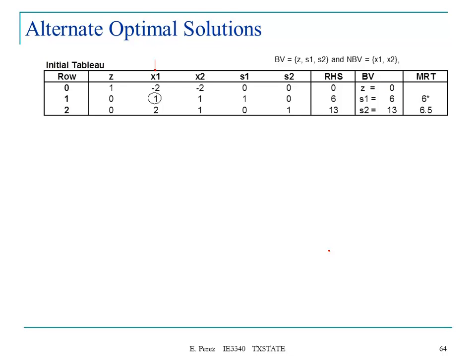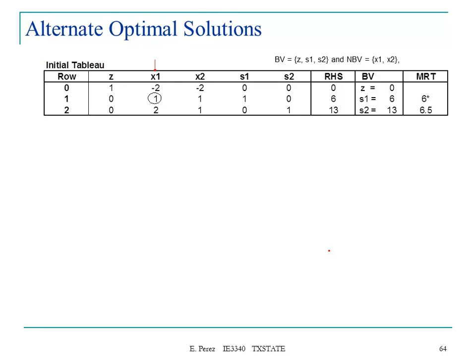Before we get to the next tableau, I just want to show this. So here I'm listing the basic variables. So my basic variables are z, s1, and s2. Non-basic variables x1 and x2. Okay? So in this first tableau, you're deciding to enter x1.